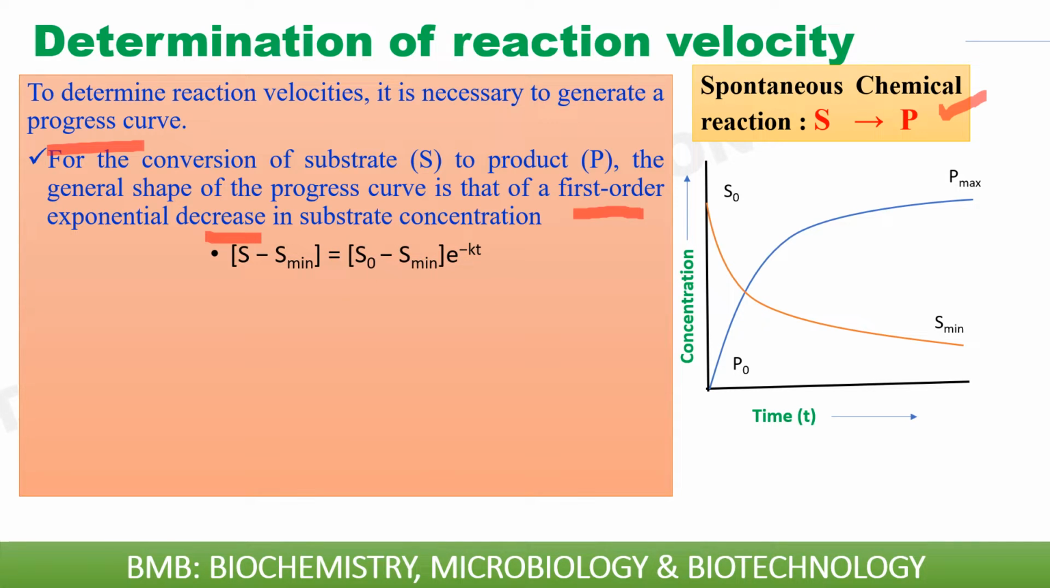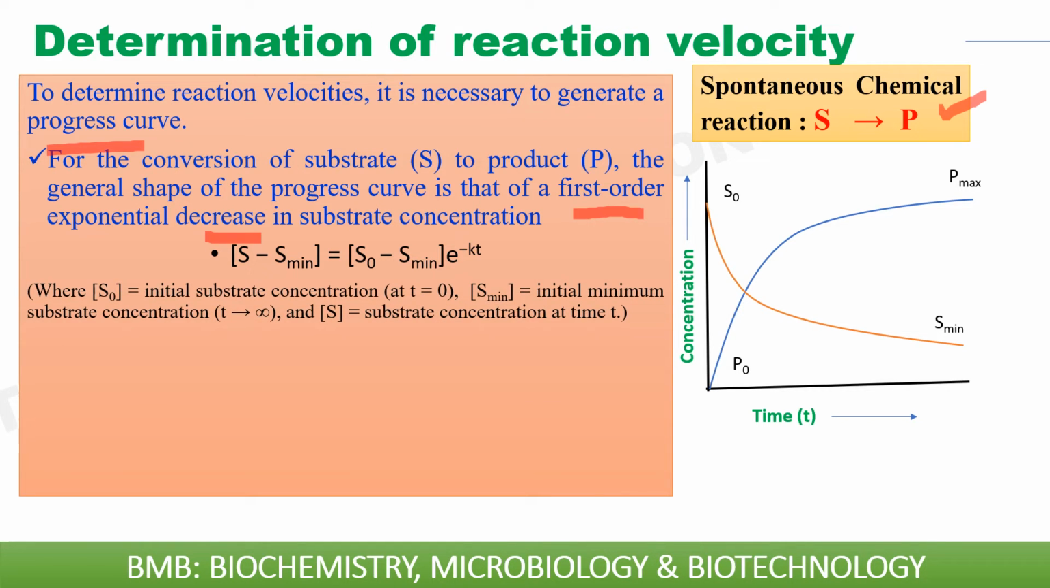We can represent it as S minus S minimum is equal to S0 minus S minimum into e to the power minus kt, where S0 is equal to initial substrate concentration at t is equal to 0, S minimum is equal to minimum substrate concentration at infinite time, and S is equal to substrate concentration at time t.